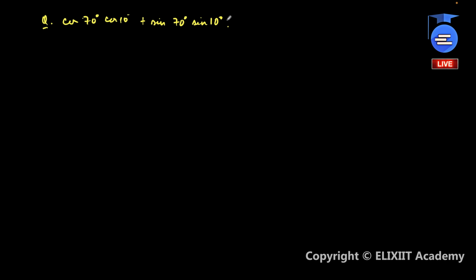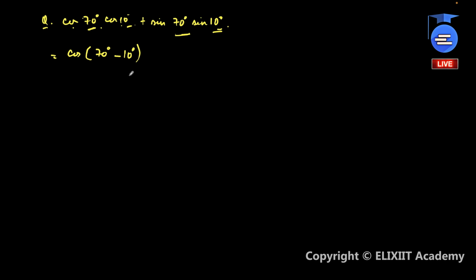We start with some very simple questions. You have to find the value of cos 70 degree cos 10 degree plus sin 70 degree sin 10 degree. This is our first question. Clearly over here we have A and B, and this is also A and B. So here we have cos A cos B plus sin A sin B. Clearly this is of the formula of cos A minus B, which is cos of 70 minus 10 degree.